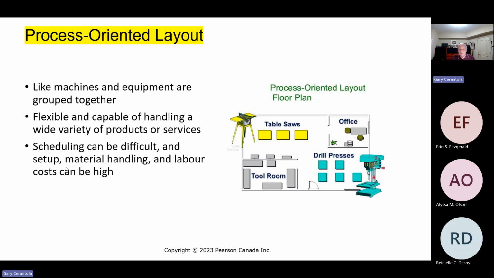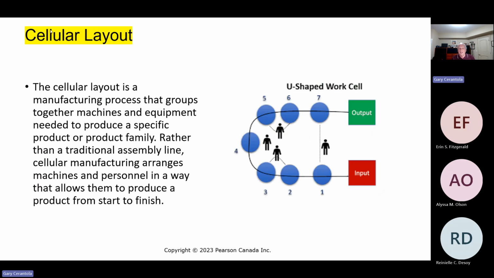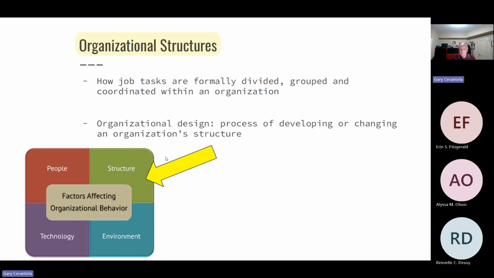Scheduling can be difficult. The setup, material handling, and labor can be high. Those are the things. And then the cellular layout, what they call a U-shape, is one of the better areas. There are different tasks that get done, but people interact and, with training, can be cross-trained to support each other. So there's a lot more support in terms of helping each other go from input to output.